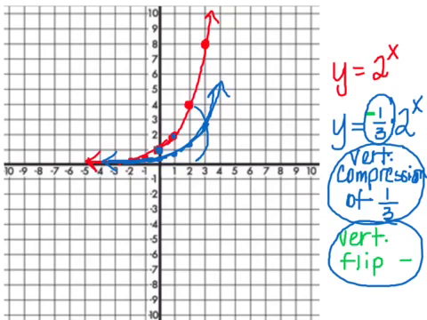Then the whole blue function now gets flipped over the x-axis. It's a vertical flip, so it's a vertical motion. The y values are the things that are changing.